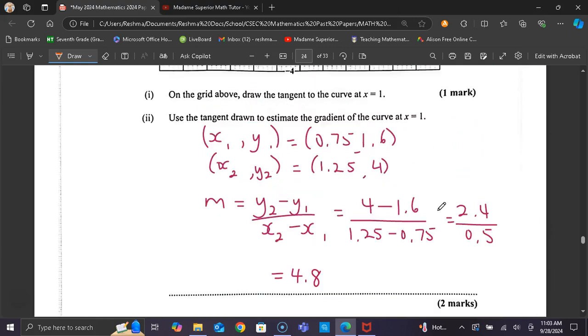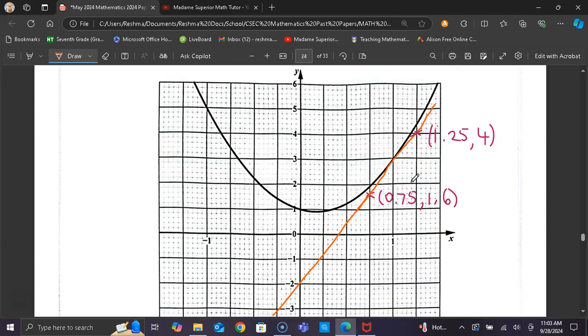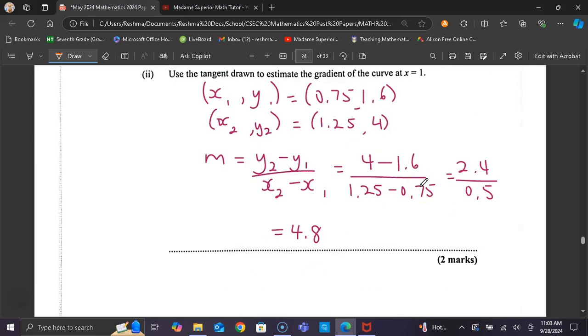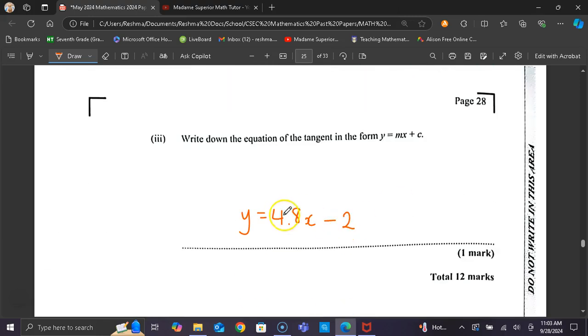Now, of course, because I'm doing this using my stylus on the computer, it's not accurate. So the gradient of 4.8, of course, is just an estimated value.